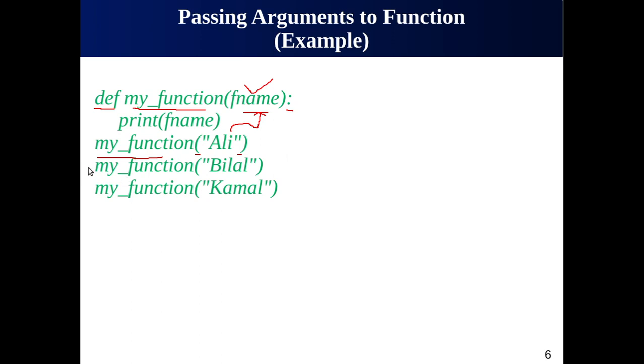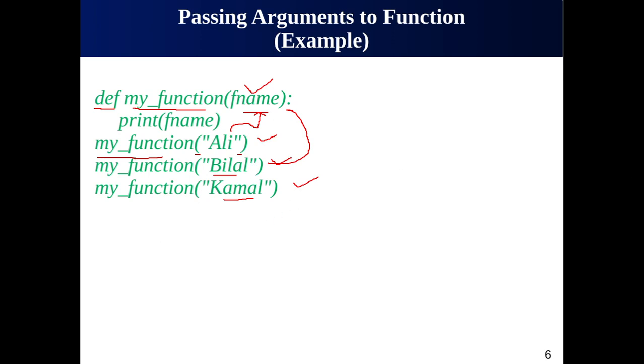In the second call, remember, you can call a function as many times as you want from any location that you want. So I'm calling the function for the second time. Every time I need to call the function, I have to provide an argument. Here in this case, the argument is Bilal. It will be assigned to the parameter fname. And similarly, I'm calling the function for the third time, and this time I'm providing the argument Kamal. When this program is run, you will see that it will display these 3 arguments, which are Ali, Bilal, and Kamal on the screen.